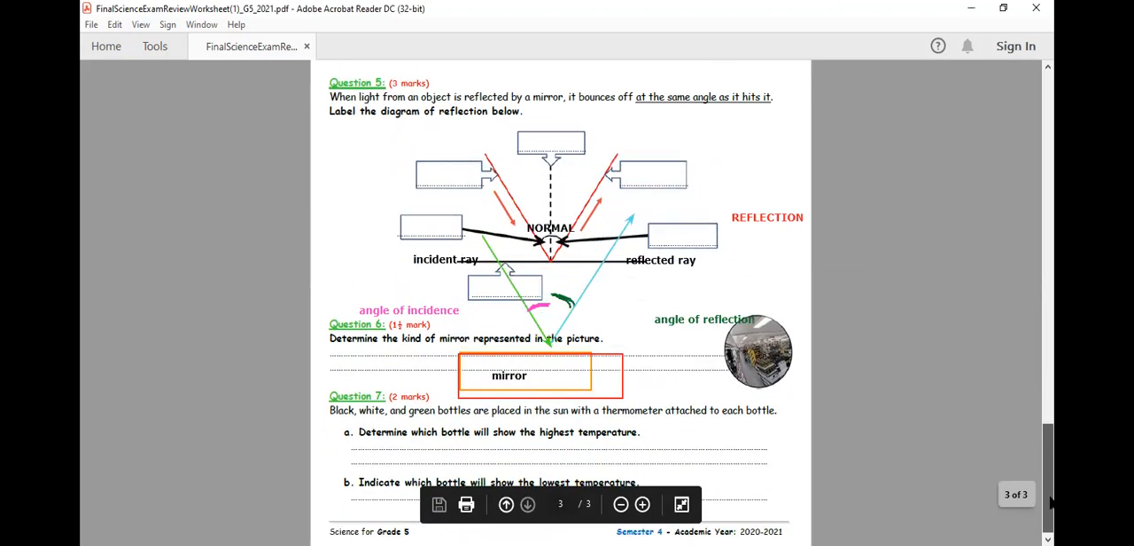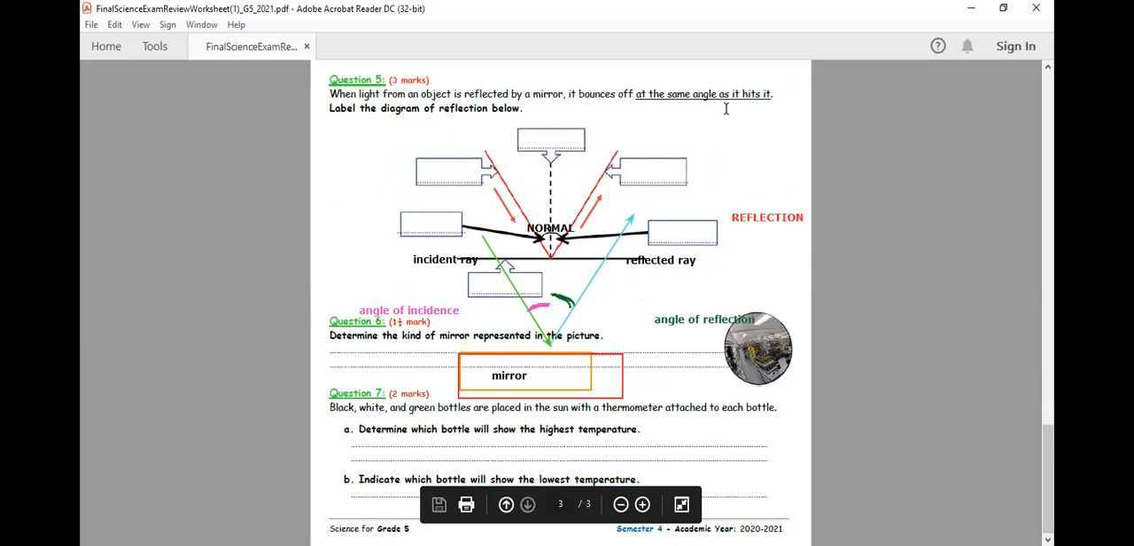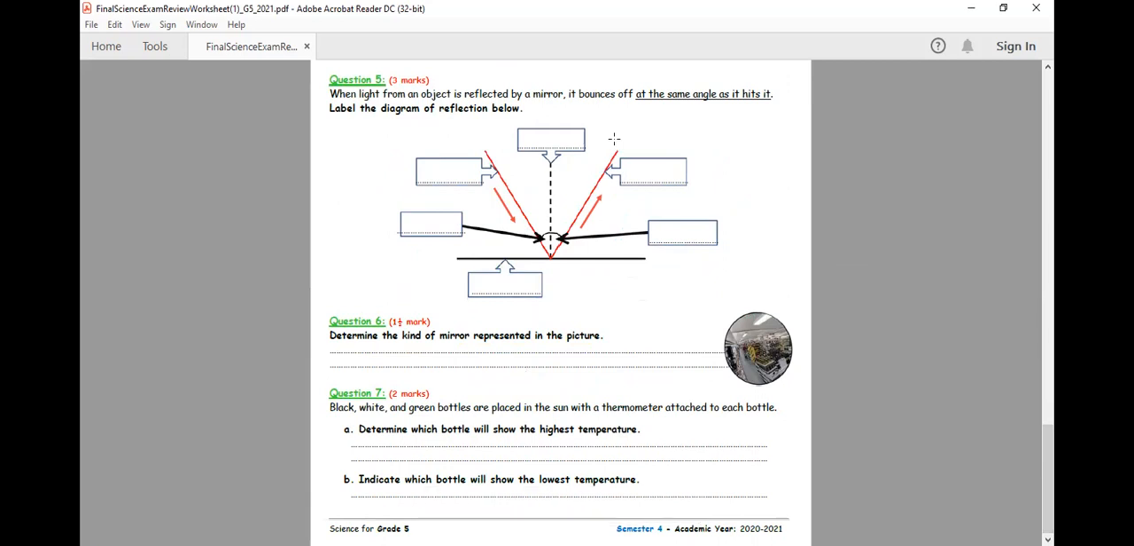Are all mirrors flat? Do they all give an image of the same size as the object? No. We have different kinds of mirrors. There are flat mirrors, like the ones that we have at home. Flat mirrors give us images of the same size as the objects.